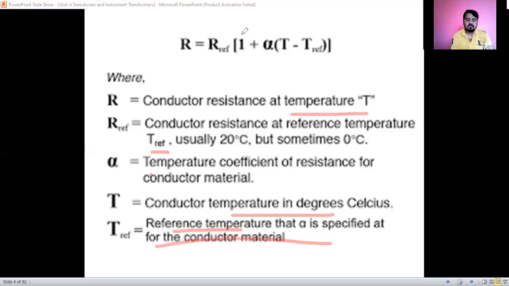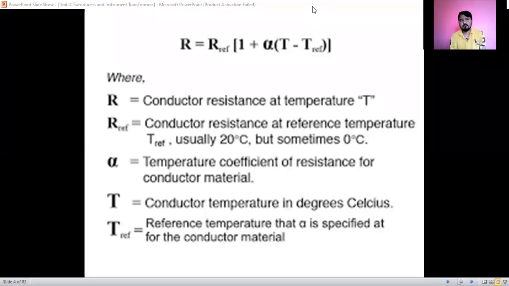Next, what we have to discuss is the resistance of a conductor. What are the different types of conductor materials? Which materials can conductors be made from? Different types of materials of conductors: copper, aluminium.